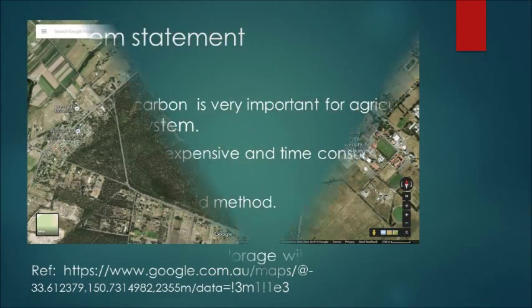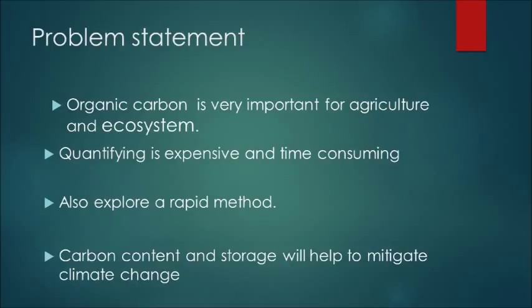Now I will discuss the problem statement. Organic carbon and other soil properties including nutrient content is very important for agriculture and ecosystem. These properties are highly variable in space and expensive and time consuming to quantify using wet chemical method in the lab. So we're going to look to find a new rapid method to estimate organic carbon, and knowledge of organic carbon content and storing more in soil will help to mitigate climate change.